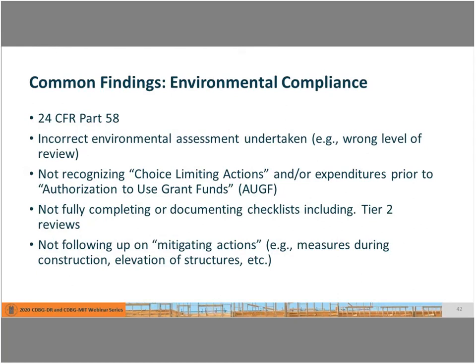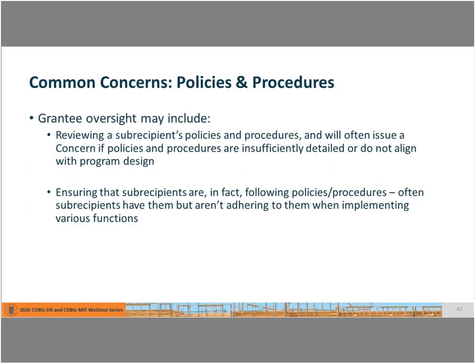Another area that HUD is following up on more stringently is mitigation actions. This can include measures taken during construction to mitigate potential sound, noise, dust, debris. Also, it could include elevation, as well as perhaps mitigation off-site of things like wetlands.